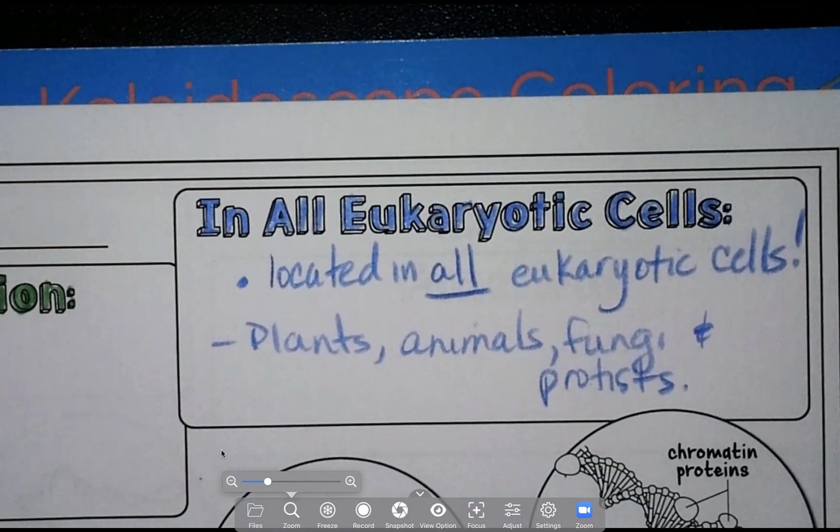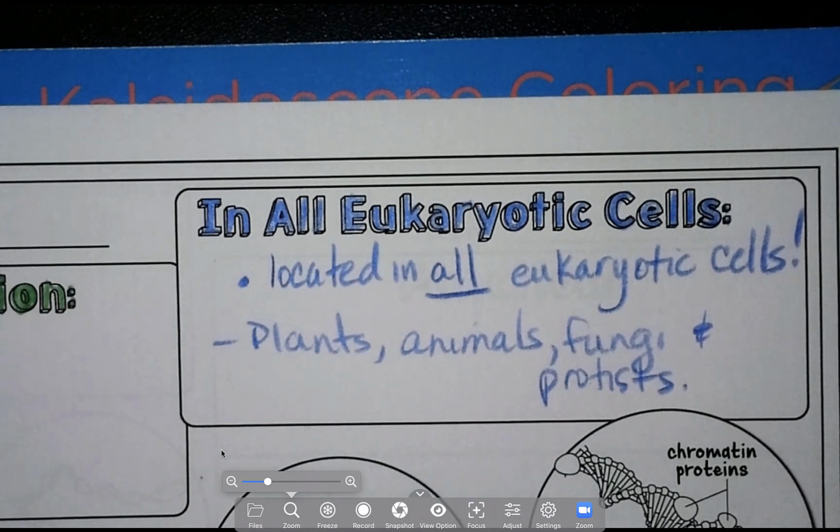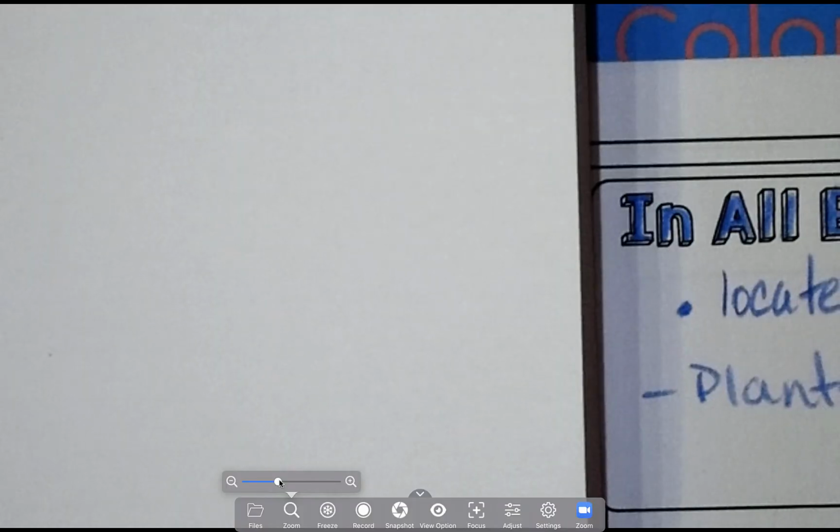Okay, so as a reminder, we've got prokaryotic cells and we have eukaryotic cells. We've already looked at prokaryotic cells, which would be the bacteria and the archaea, and first of all, they don't have any membrane-bound organelles, much less a nucleus, which is also a membrane-bound organelle. So what exactly is the job of the nucleus?